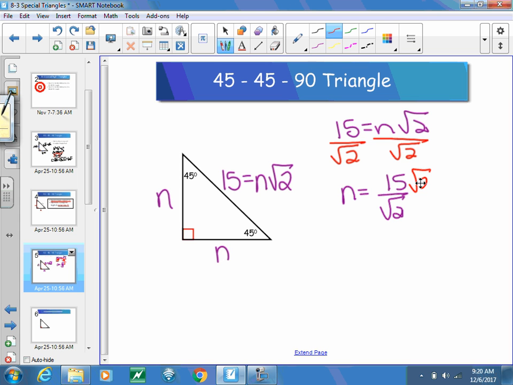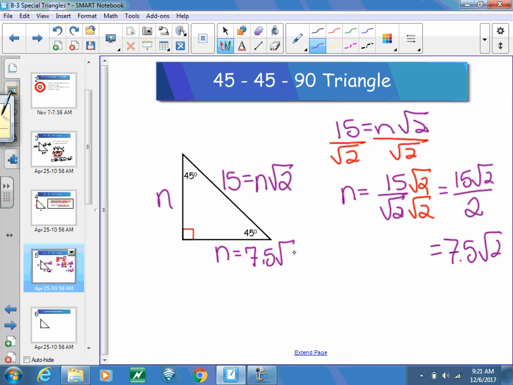Rationalize your denominator. Multiply numerator and denominator by the square root of 2. So we get 15 square roots of 2 over the square root of 4, which is 2. And so if you want to, you could write this as 7.5 square roots of 2, or you can leave it as 15 square roots of 2 over 2. And those right there would be your two sides of your right triangle.